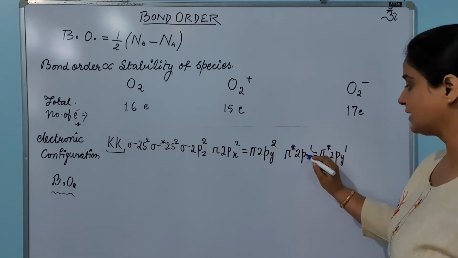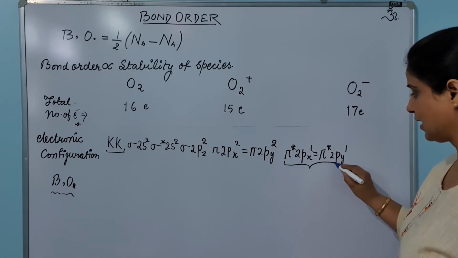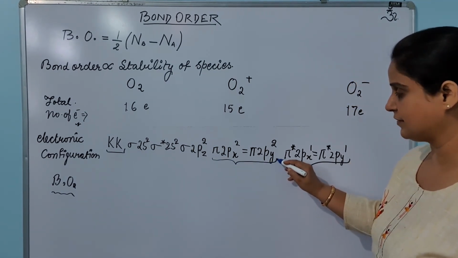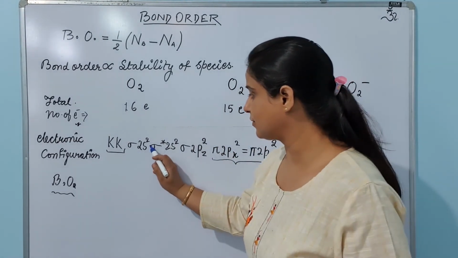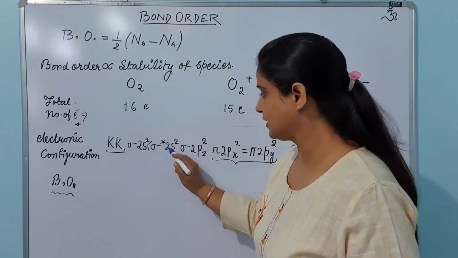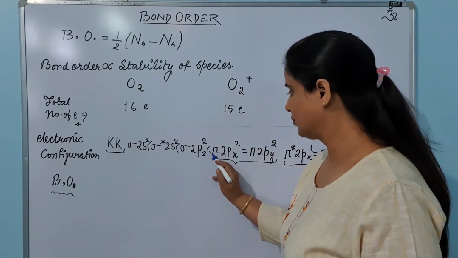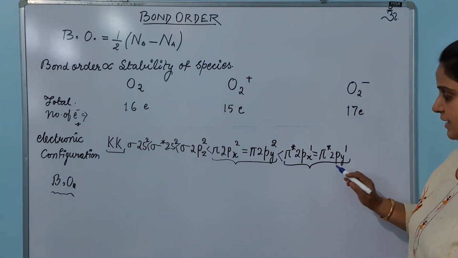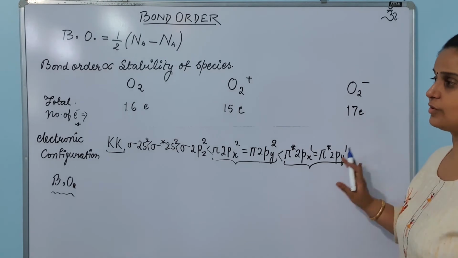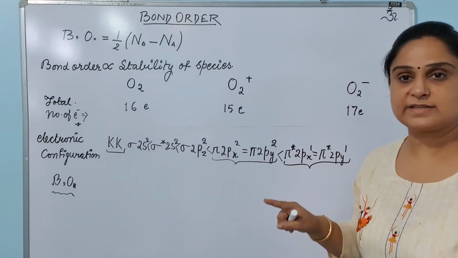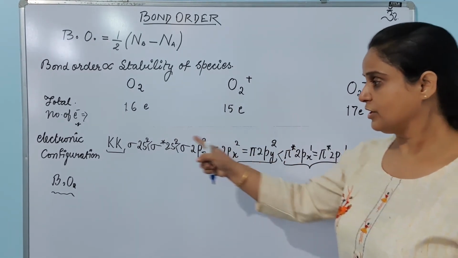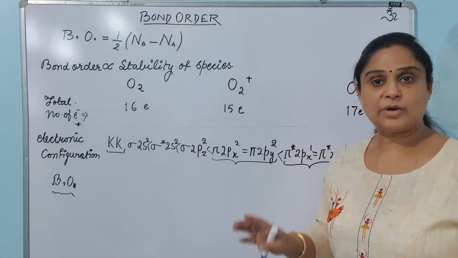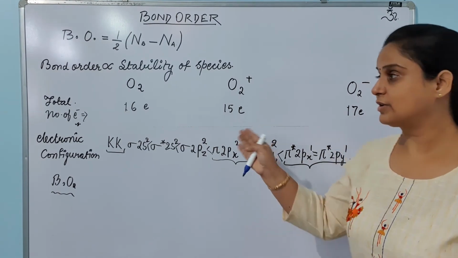These two are at the same level, so 1 and 1 electron are filled into them, and this is again at the same level. The increasing order of energy will be this more than this, these two are at the same level, and then again more than this, and this is the configuration of the oxygen molecule. We have already discussed this oxygen molecule configuration, so I have just written it down to remind you what happens here. So now let us calculate the bond order for this oxygen molecule.